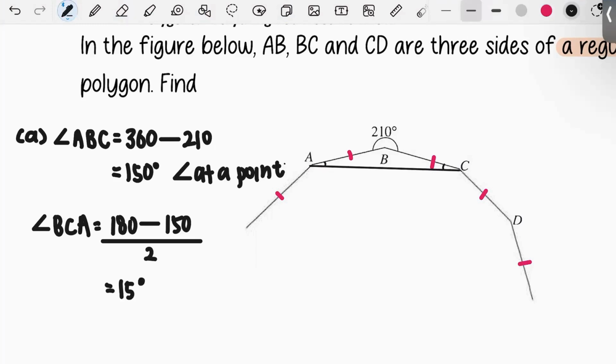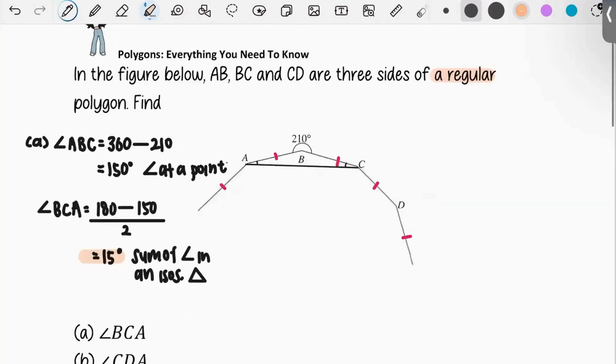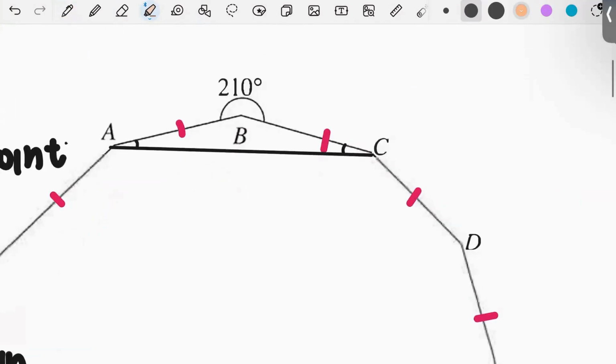So how do you explain this one? You just write sum of angles in an isosceles triangle. So this will be your answer for the first one. Easy, right? Now we're going to look at CDA, but before that, I'm just going to label it. So this is 150. This is 30.